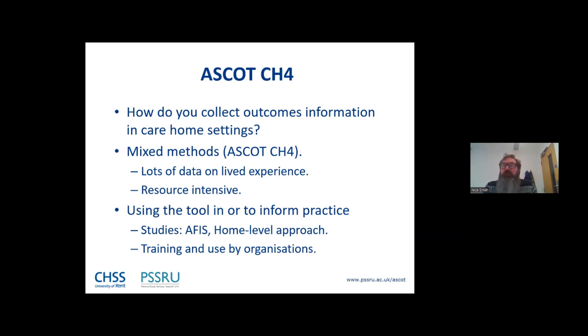One of the great upsides to this approach is that not only does it allow you to rate quality of life, but it provides you with an enormous amount of very rich data on lived experience: what someone's life is like, what support they get, how they're helped, the interactions they have, all kinds of things. The downside is that collecting this data is incredibly resource intensive.